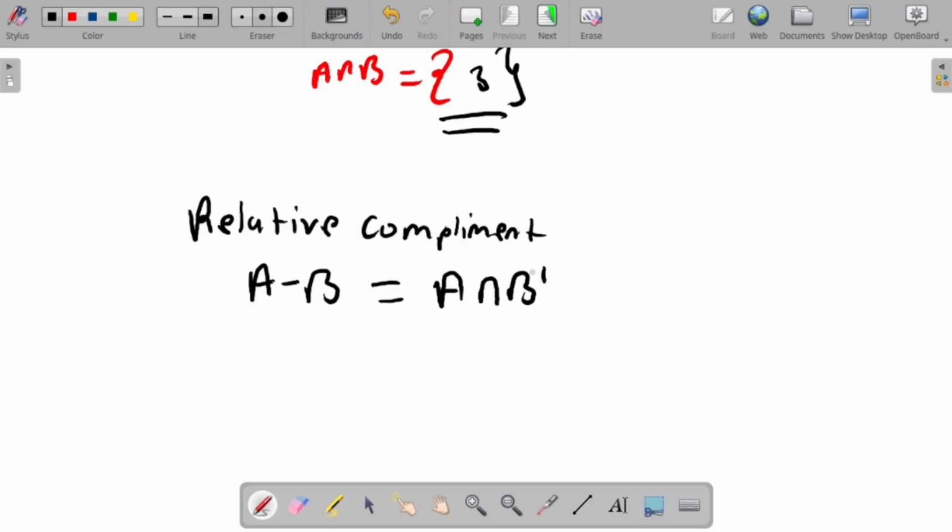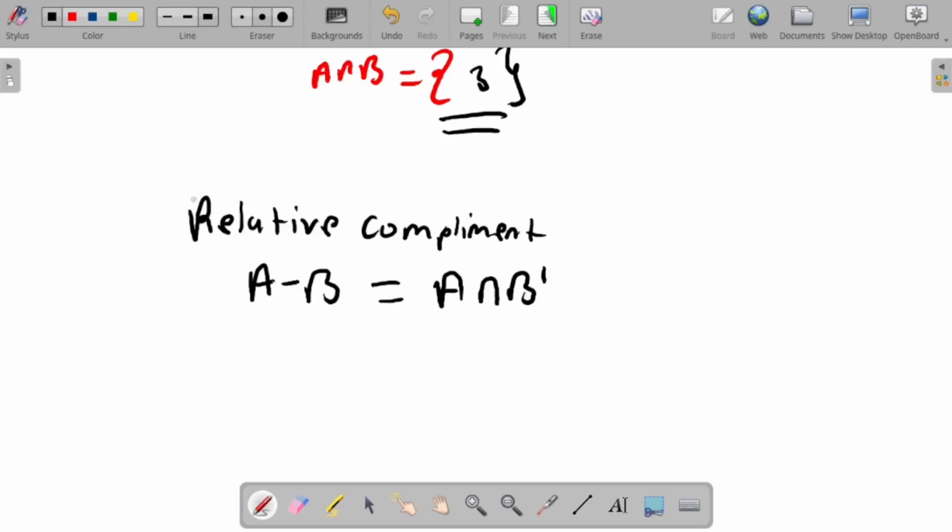In simpler terms, we are saying A is a set of elements, also B is a set of elements, but the elements that we're talking about right now are elements that are in A but not in B. That's what it means. So the relative complement of B in A is a set of elements in A but not in B. That's what it means.